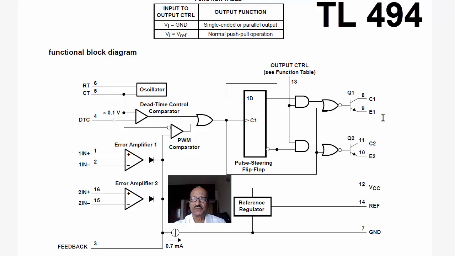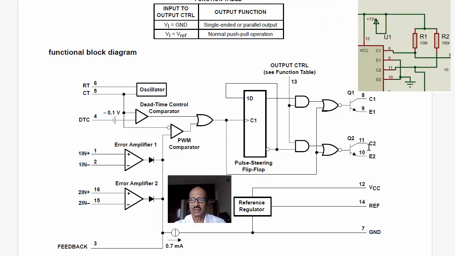In the output, what we find is two transistors. One is complementary to the other, and their collector and emitter are open for use. For this case, we have to use a pull-up resistor at the collector here and here also, and the emitters are grounded. When the pulses come, this goes high, this goes low, and this goes high, this goes low, as per the complementary concept.